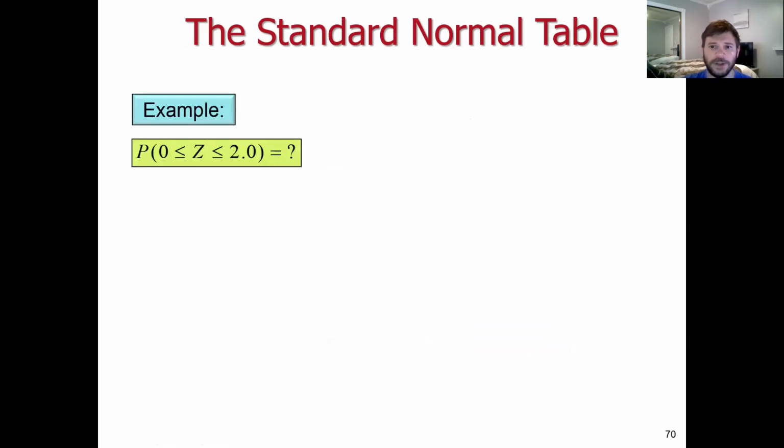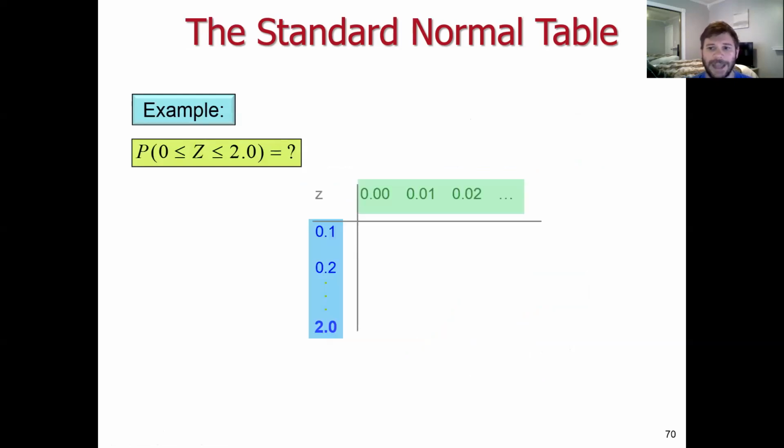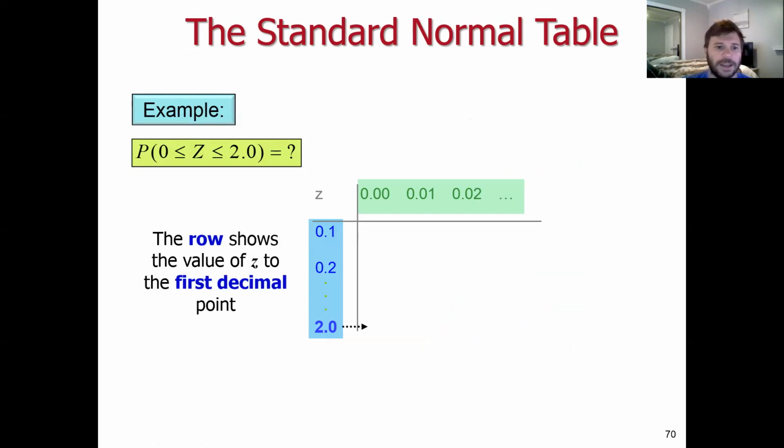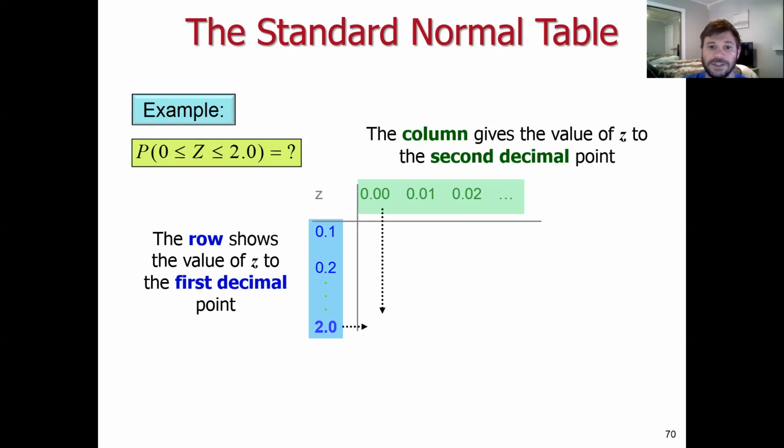Okay, so if we wanted to know the probability that z was between 0 and 2, we're going to take a look at our standard normal table, which you should have access to in one of the course material content folders. It is known as a one-sided normal table, the one that we're going to be using specifically. The rows of this table show the value of z to the first decimal point. The columns of the table give the value of z to the second decimal point. So if we wanted to go farther than 2 decimal points, we're going to be using a little bit of an approximation, but that's okay.